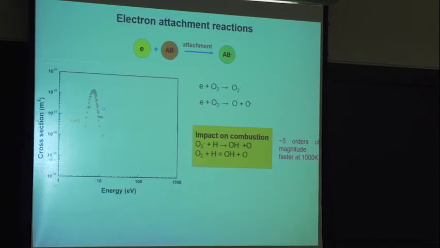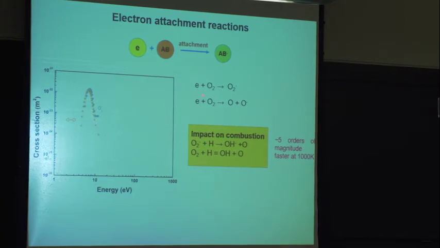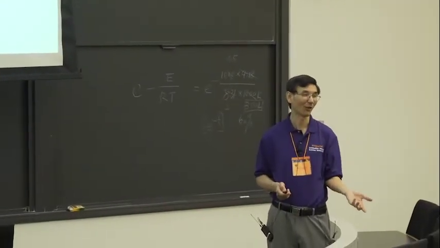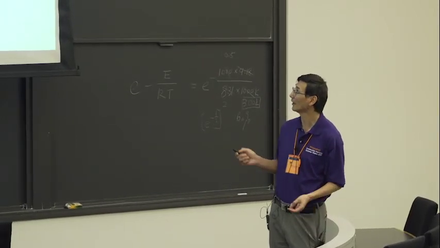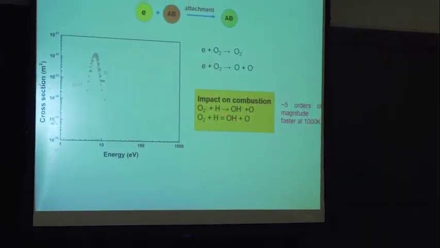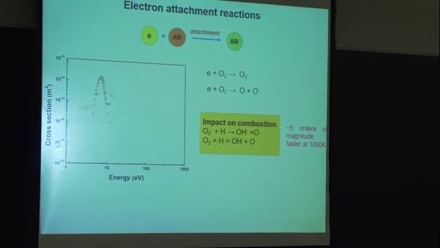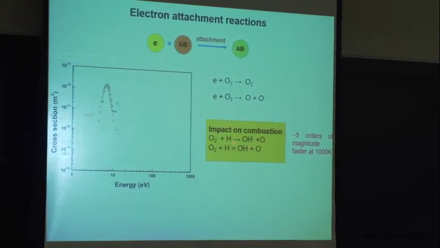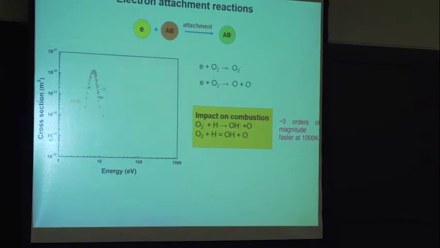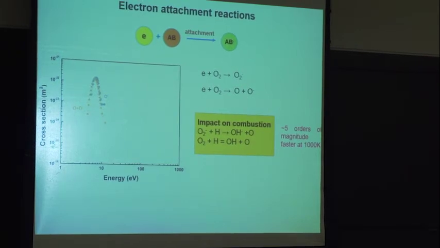Another example is the attachment reaction. Attachment reactions are the opposite of ionization. They are basically losing electrons. So this reaction rate also governs how much the electron number density decays when your plasma is off. The electrons will attach to the oxygen molecules, for example, forming negative oxygen ions, which can react with H. Compared to the H plus O2 reaction, this is 5 orders of magnitude faster. So there are so many reactions in plasma-assisted combustion that might potentially impact the radical production process.